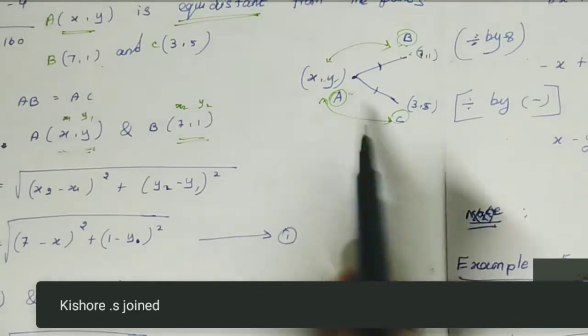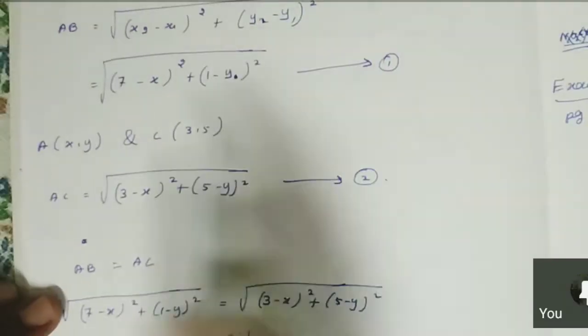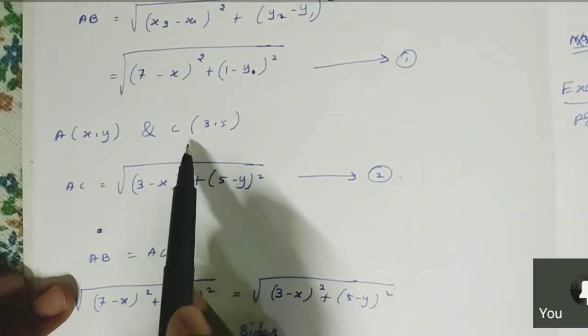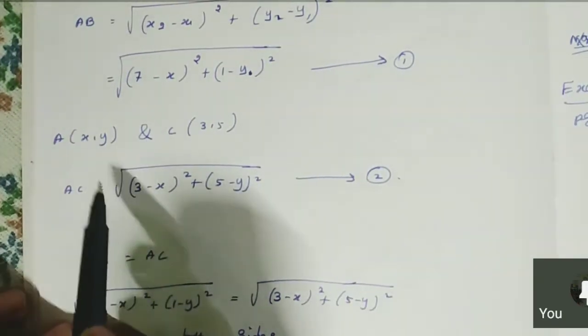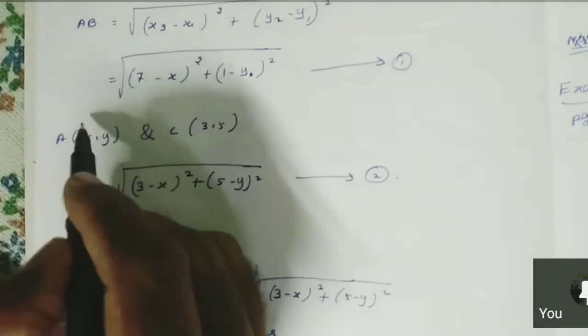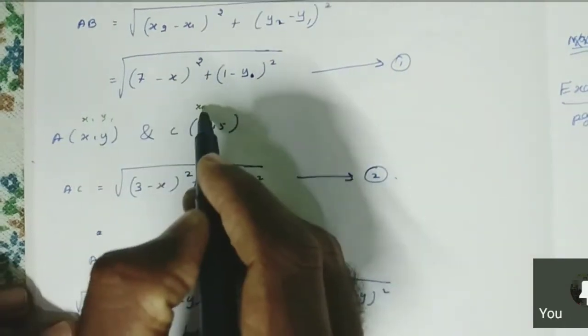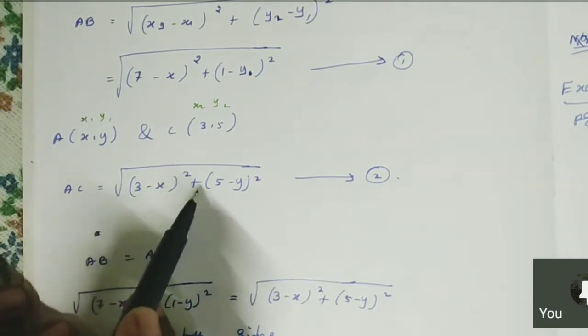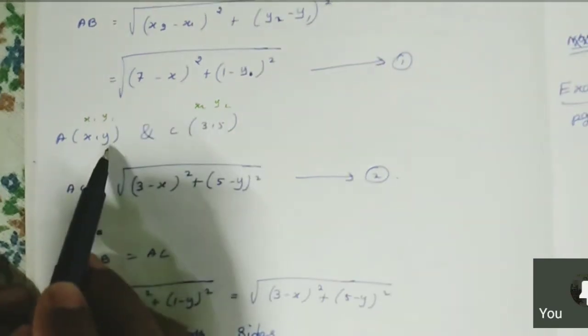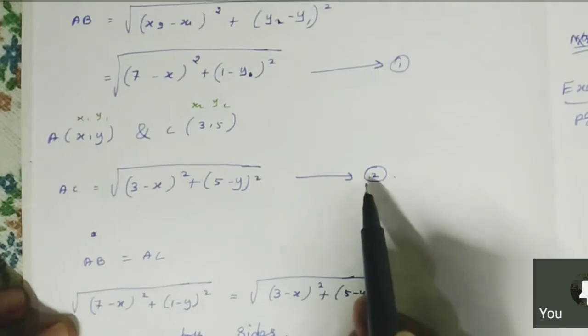Next we should find the distance of A and C. A point is x comma y, C point is 3 comma 5. So AC is equal to the root of x2 minus x1, where it is x1 y1 x2 y2, so 3 minus x the whole square plus 5 minus y the whole square. We mark this as equation number 2.